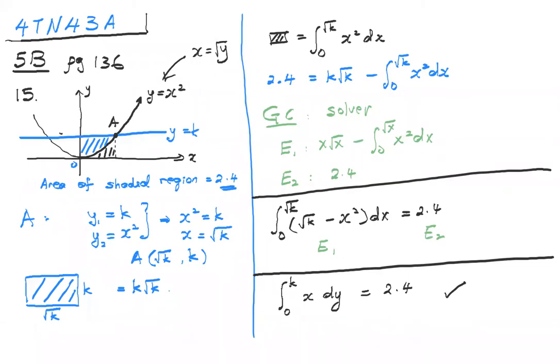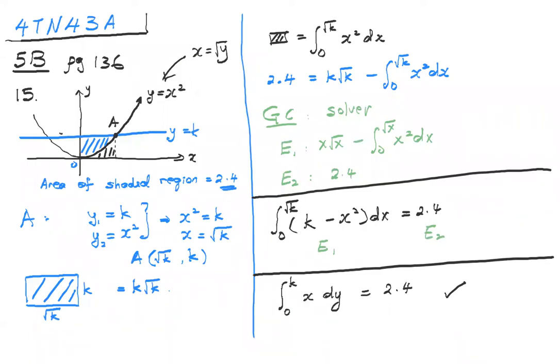Teacher, the second way of solving it is supposed to be k minus x squared, right? Yes, k minus x squared. Thank you. Yes, k minus x squared. You get what I mean?